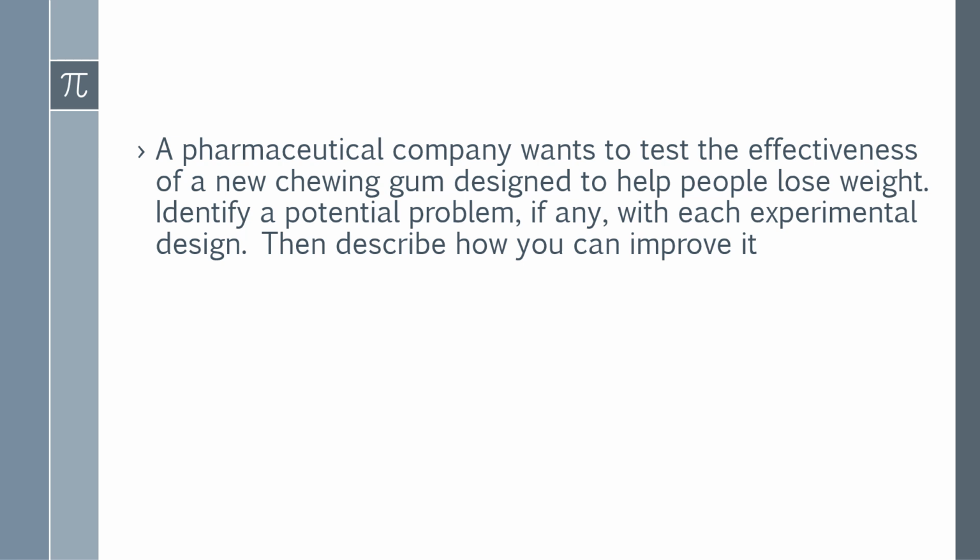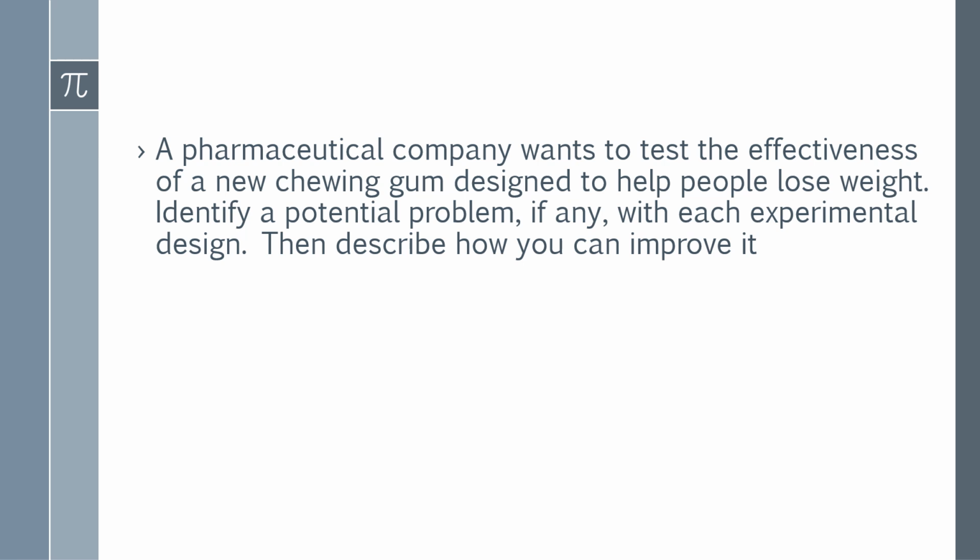So we did talk about this. Because this is the stuff about using an experimental study to test our conjectures, to make a conjecture. That's what we've been talking about. That was the goal of the lesson. So a pharmaceutical company wants to test the effectiveness of a new chewing gum designed to help people lose weight. Identify a potential problem, if any, with the experimental design and then describe how we can improve it.